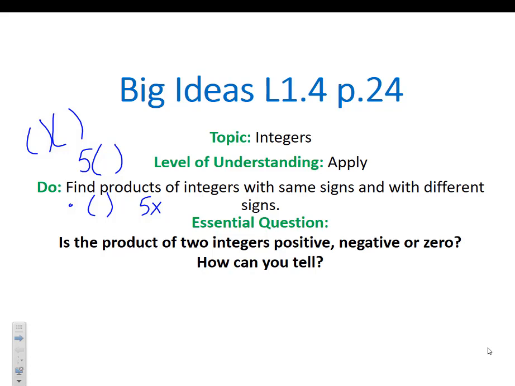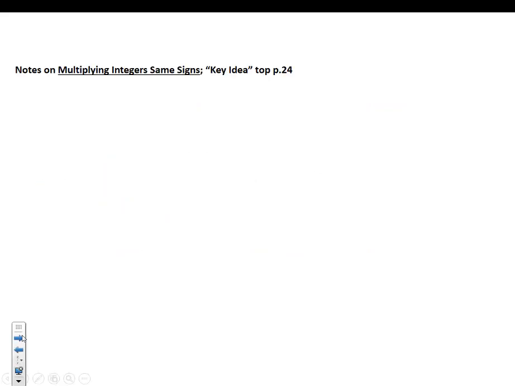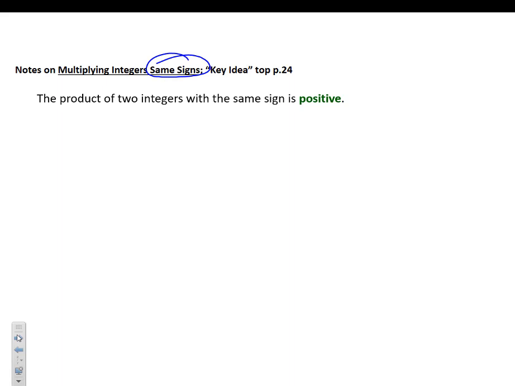So, ladies and gentlemen, being a person of character and intelligence, I know you already went to the top of page 24 and wrote down the notes on the rules for multiplying integers. If you copied it right from the book, it looked like this: the product of 2 integers with the same sign is positive. Because right now, we're only dealing with multiplying integers with the same sign. And when they have the same sign, the answer is positive.